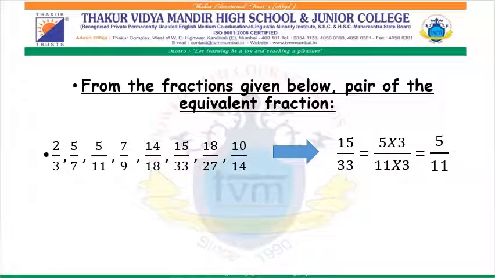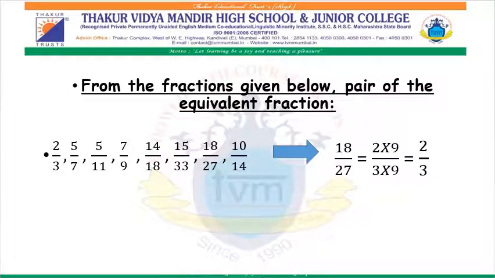Now let us go to 18 upon 27. 18 upon 27 can be written as 2 into 9 in the numerator and in the denominator 3 into 9. So 2 upon 3 and 18 upon 27 are equivalent fractions. Similarly, I can see that 10 upon 14 and 5 upon 7 are pairs of equivalent fractions.